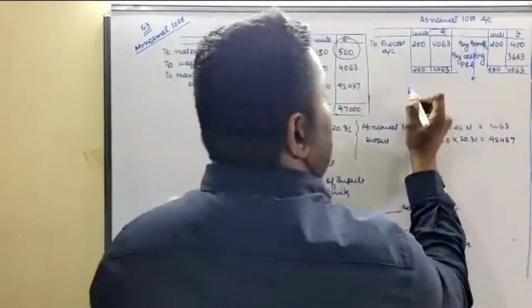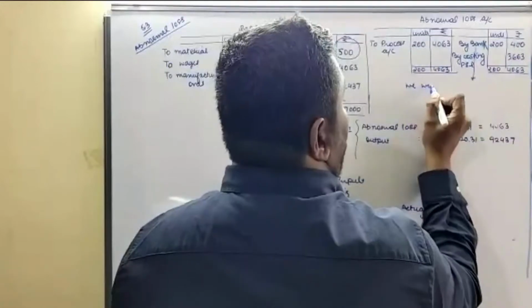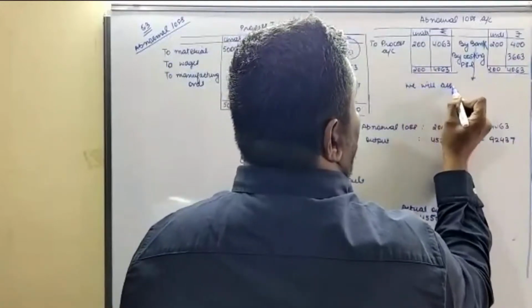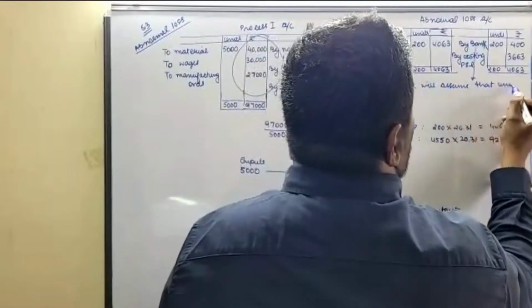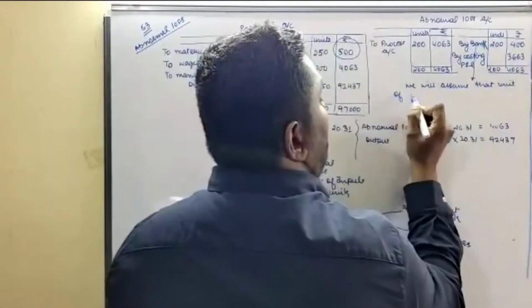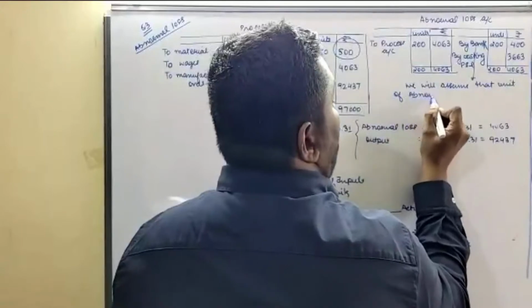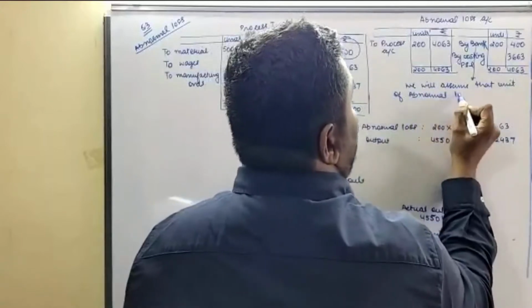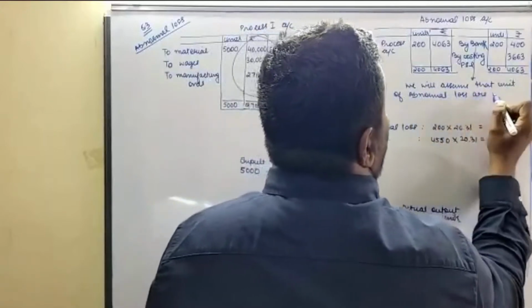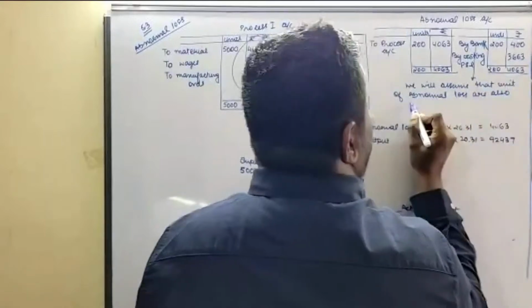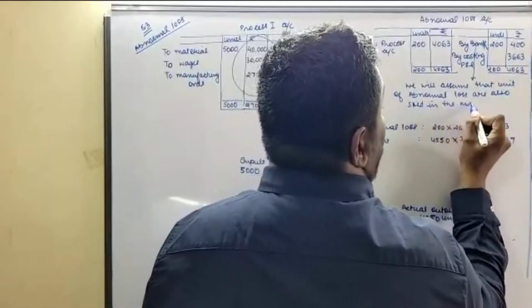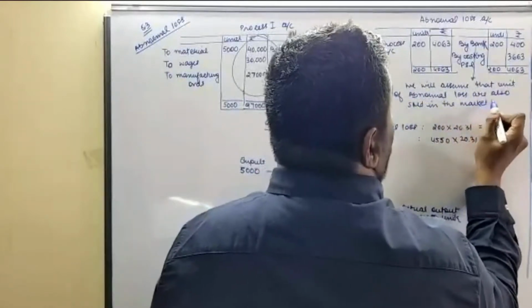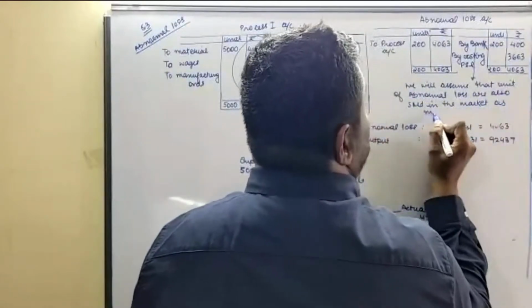So we will assume that units of abnormal loss are also sold in the market as normal loss units.